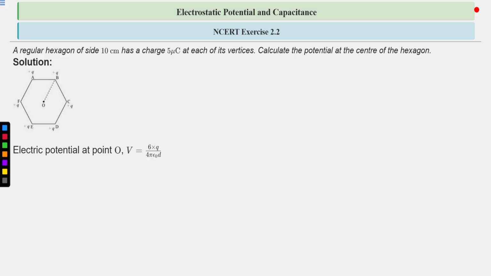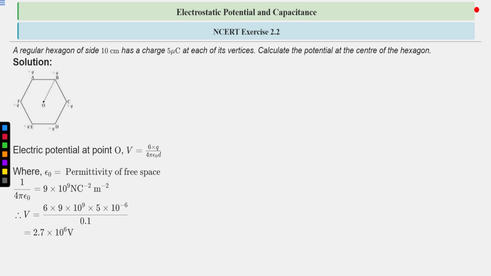due to all 6 charges is equal to 6 into Q upon 4 pi epsilon naught D. Due to 1 charge it is Q by 4 pi epsilon naught D, and due to 6 charges it is 6 into Q upon 4 pi epsilon naught D, where epsilon naught is the permittivity of free space. So 1 by 4 pi epsilon naught is equal to 9 into 10 to the power 9 Newton meter square per coulomb square, and potential here is 6 into 9 into 10 to the power 9 into 5 into 10 to the power minus 6 upon 0.1, which is D, 10 centimeter, 0.1 meter.